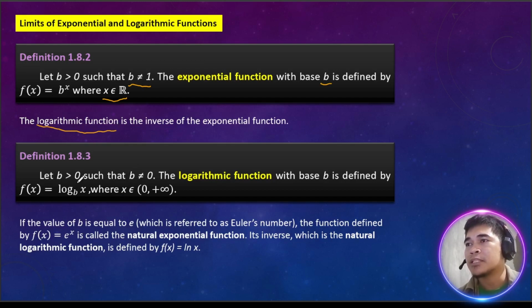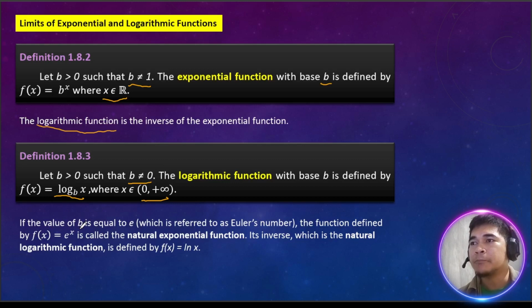Let b be greater than 0. The b must not be equal to 0, and the base must not be equal to 1. The logarithmic function with base b is defined by f of x equals the logarithm of x with the base b, where our x is an element of the open interval 0 to positive infinity. So that is to the right of 0, in between the two.